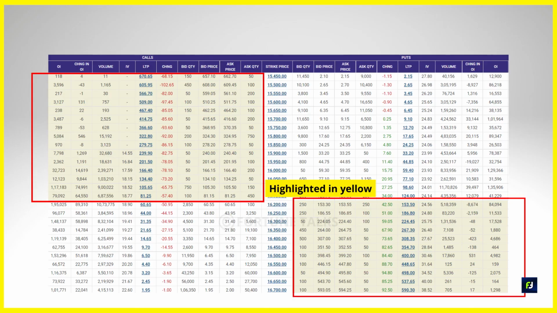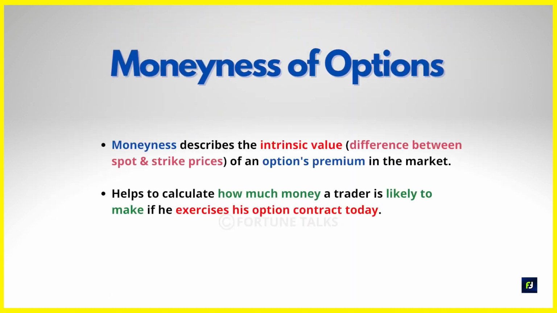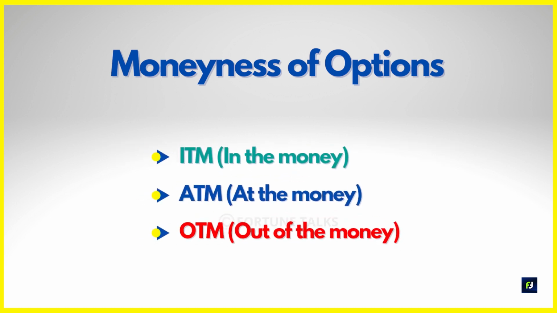If we look closely, we can observe colored or highlighted sections and plain sections in an option chain. To understand this, we need to learn about the moneyness of options. Now, moneyness of option is a classification method that classifies each option strike based on how much money a trader is likely to make if he were to exercise his option contract today. Now, there are three broad classifications: in the money options, at the money options, and out of the money options.